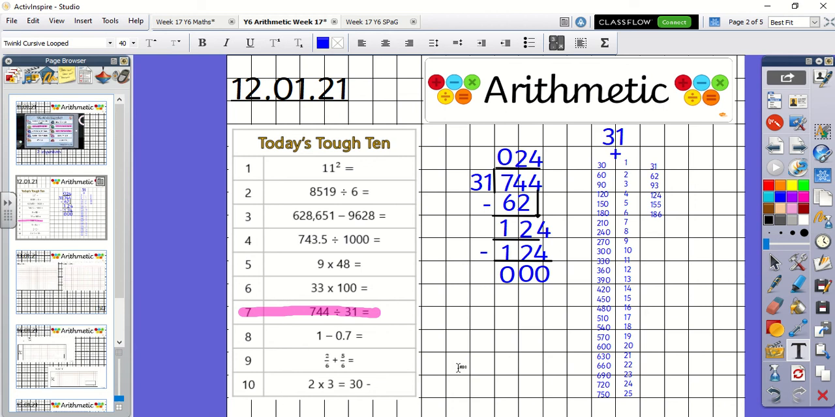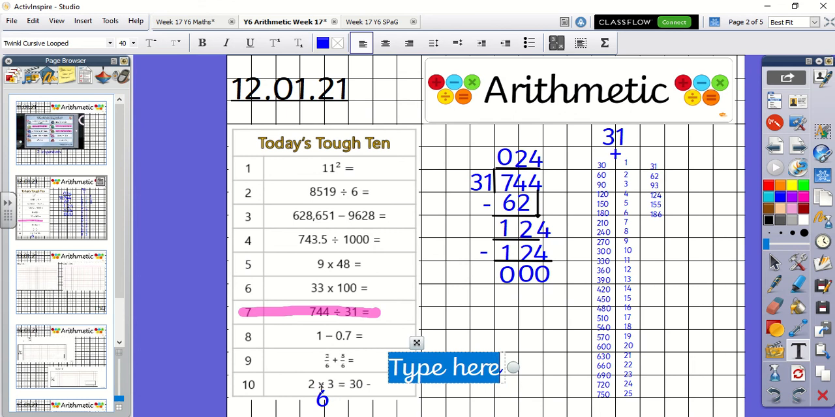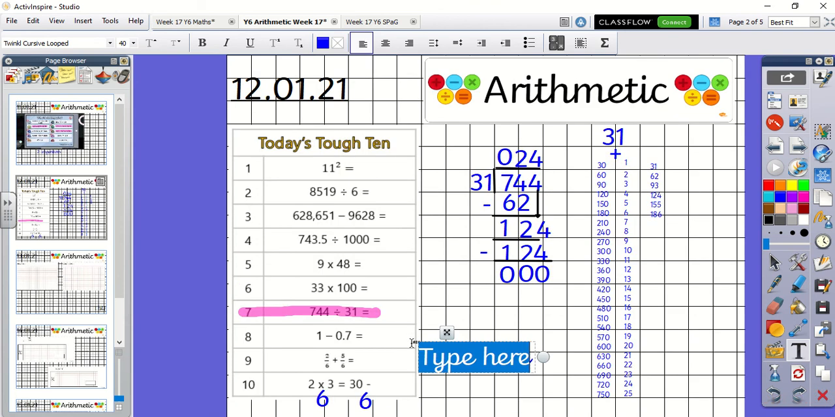And then question number 10, 2 times 3. So we should know that 2 times 3, the answer is 6. But it's a balancing equation, this is. So it equals the same as 30 subtract something, which equals 6. So what do you need to subtract from 30 to give you 6? Remember, this answer is 6, but also the answer on this side needs to be 6 as well. So 30 subtract something equals 6. I hope that helps you with that question.